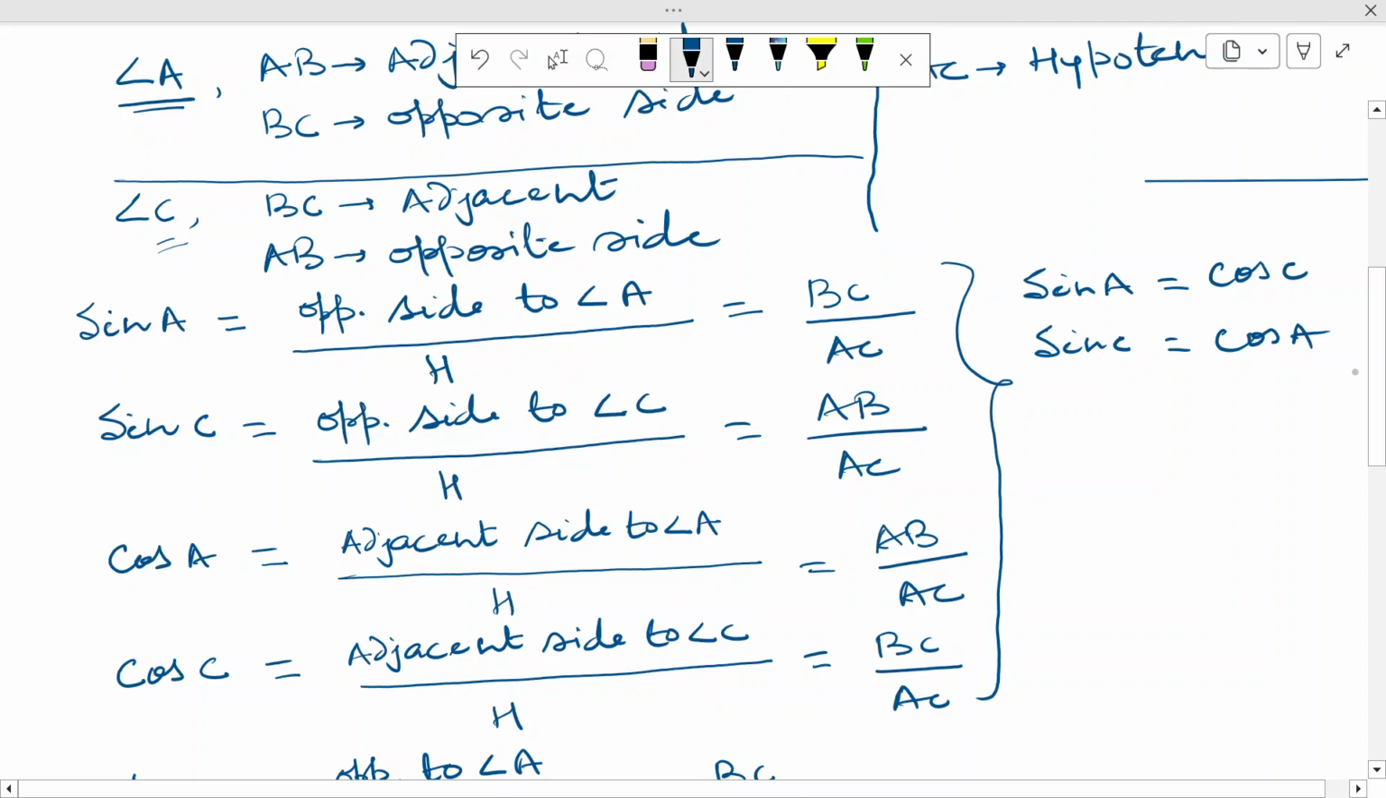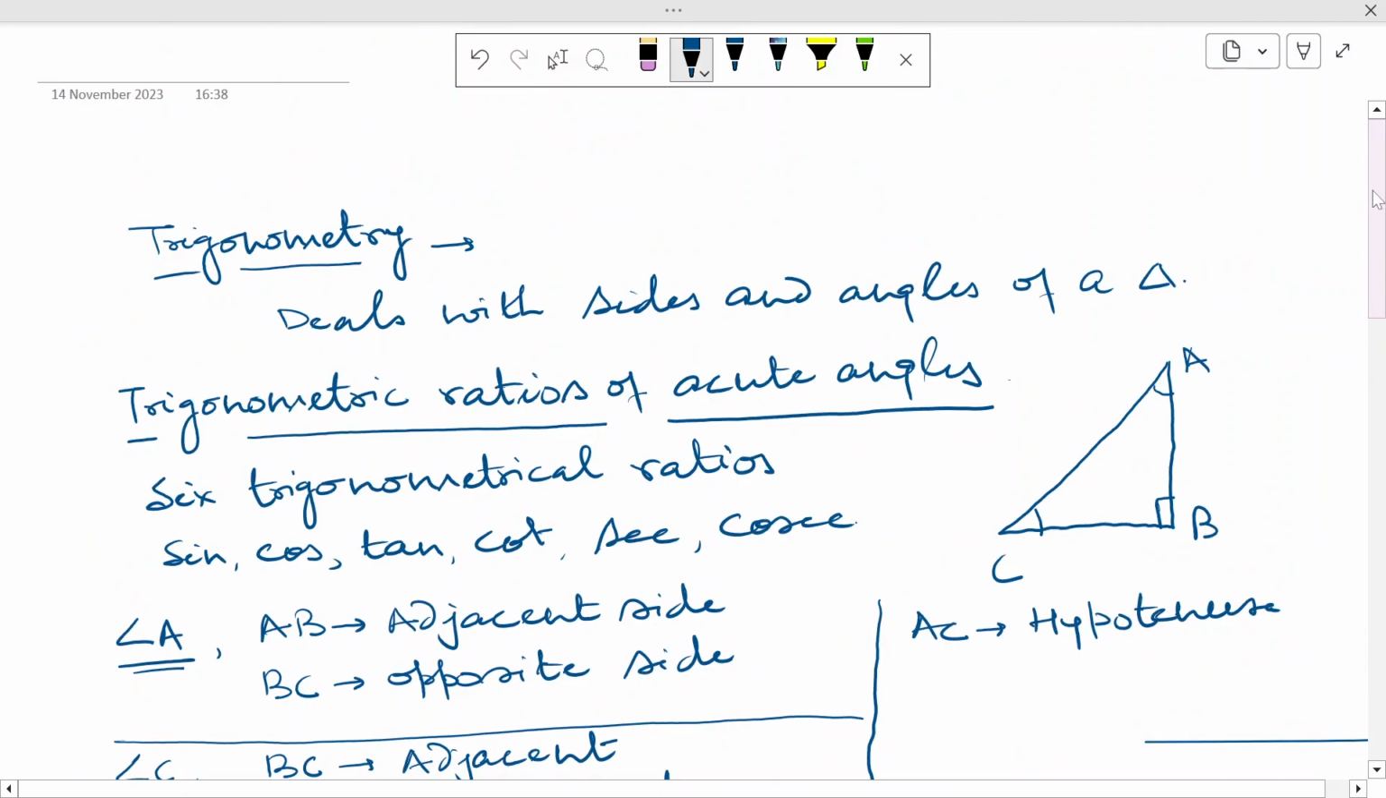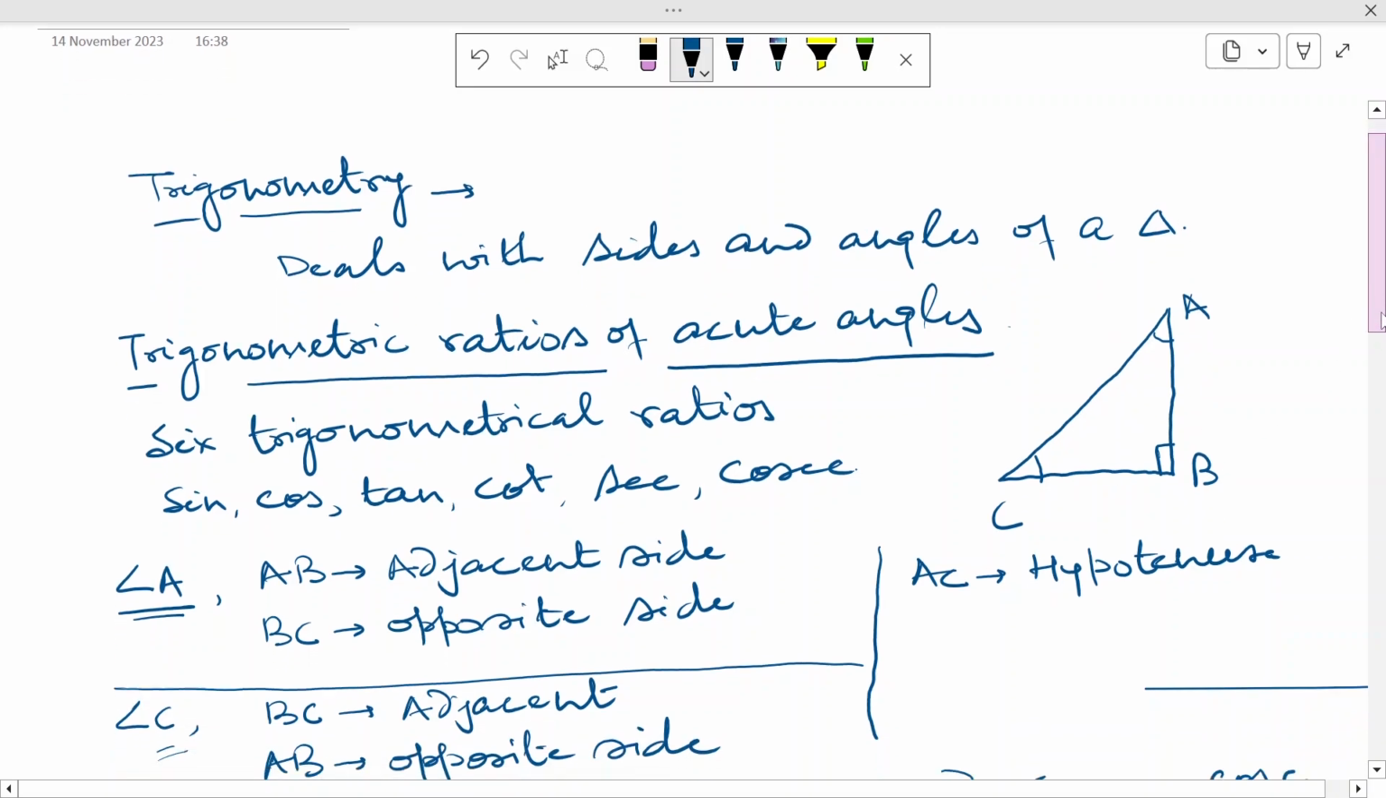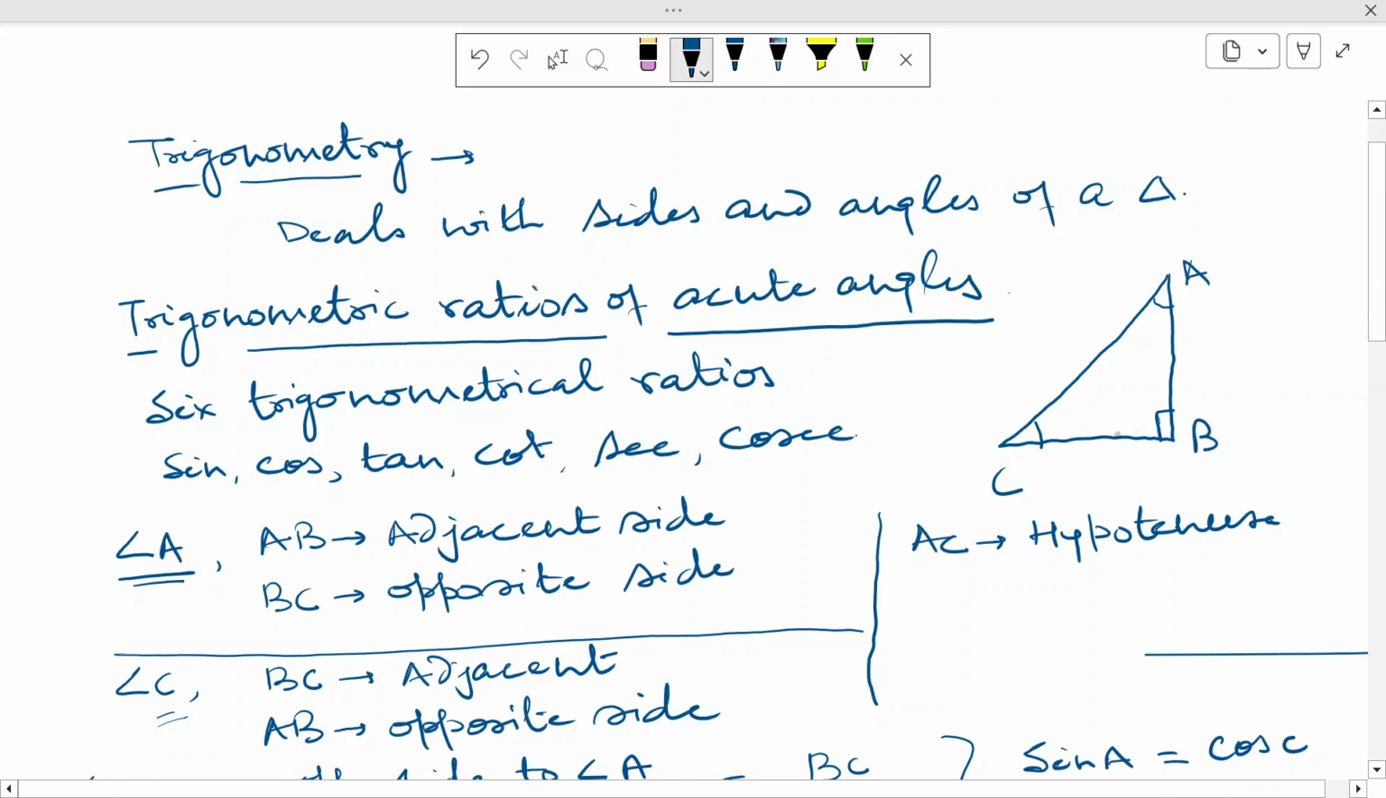Generally, students learn that sine is perpendicular upon hypotenuse. That is true, but if you are considering sine of angle A and you take AB as the perpendicular for this triangle, BC as base and AC as hypotenuse, and then write sine A as AB over AC, that will be wrong. We cannot consider sine of angle A as AB over BC, because for sine we have to consider the opposite side. So, sine of angle A is BC over AC.